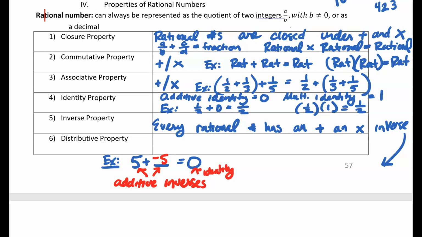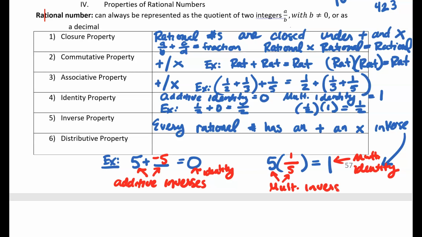Now with multiplication, it's a little bit different. So if you take 5, you can say 5 times what equals 1. So 1 is the multiplicative identity. And what could we multiply 5 by to get 1? Well, you could multiply by the reciprocal, which is 1/5. So 5 times 1/5 is equal to 1. So 5 and 1/5, those are multiplicative inverses.